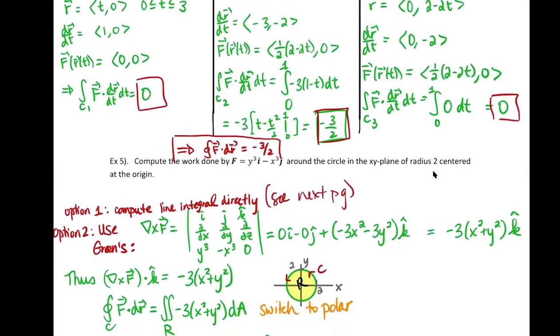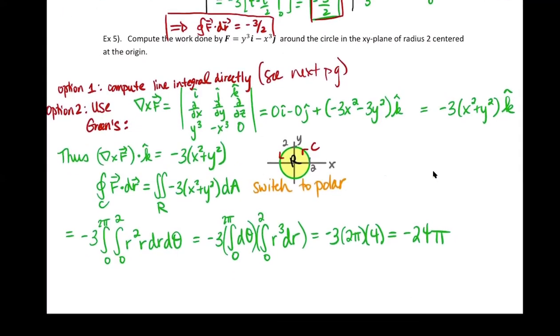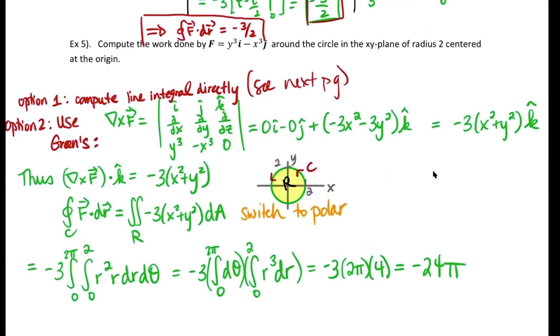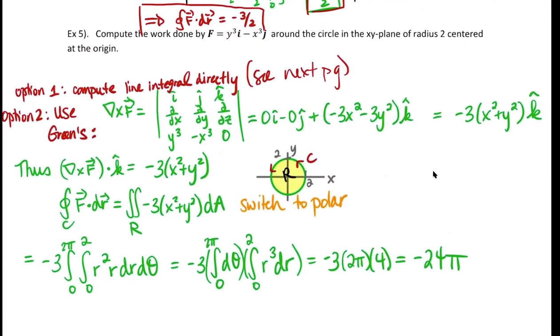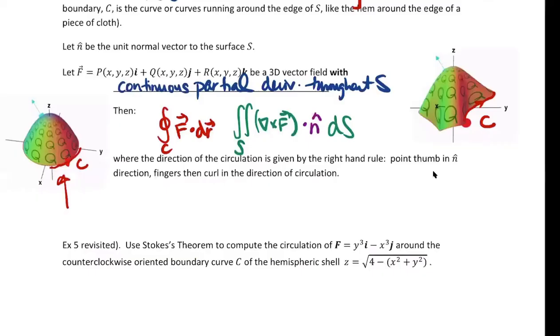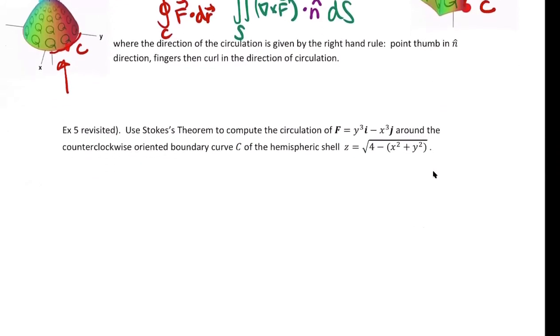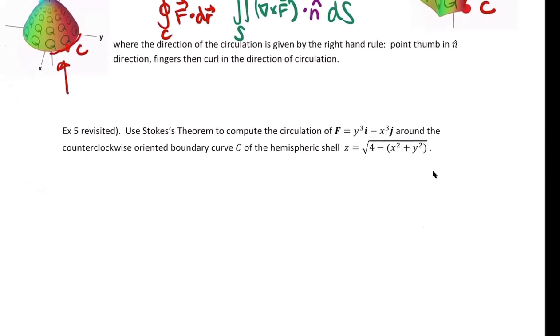Not this one. Here we go, this one. We were finding the work around the circle of radius 2 centered at the origin, and we had this vector field. Now I'm asking us to find the circulation around this boundary of this shell.